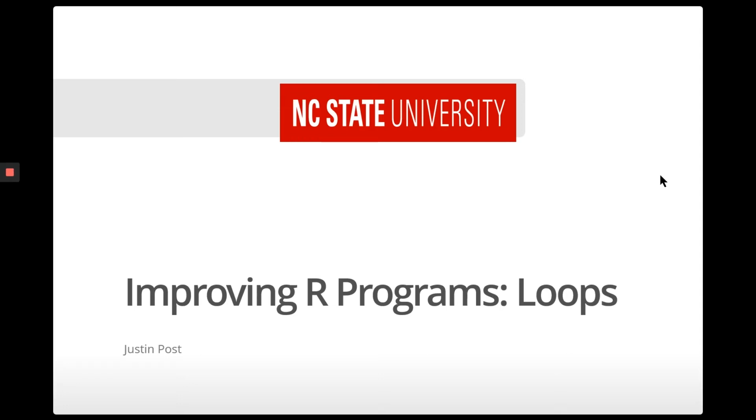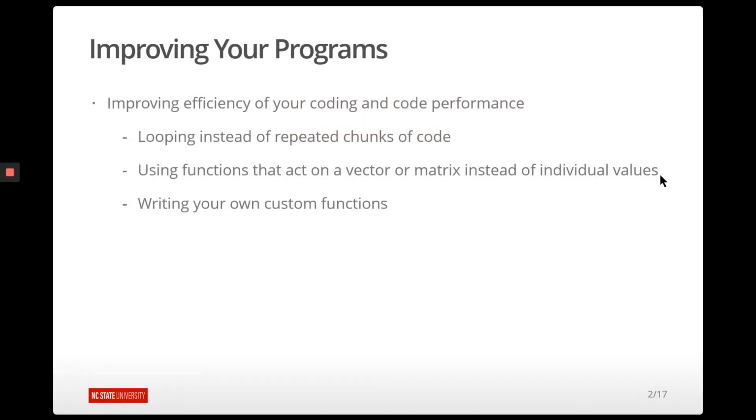This video covers how to do looping in R. This section of the course is really about how to improve your programs, meaning improving the efficiency of how you're writing the program. For instance, there may be a certain section of code that you need to repeat maybe 4, 5, 10 times where you're only changing a variable each time.